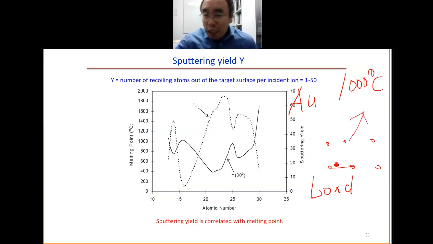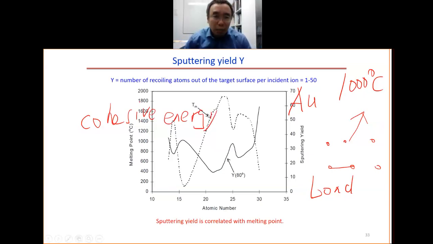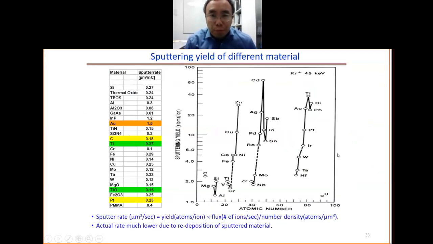Now, this bonding energy has a term called cohesive energy. Higher bonding energy is more difficult to melt, and also more difficult to sputter away. So lower sputtering yield, higher melting point. From here you can see that noble metals like gold and silver have a low melting point and a high sputtering yield.